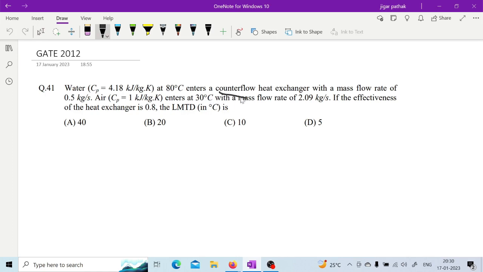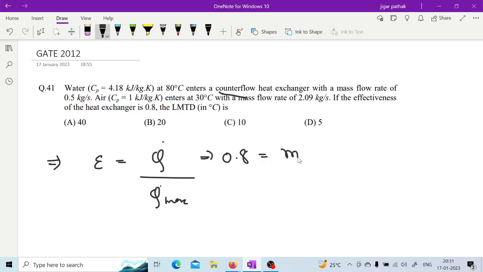It is counter flow, right? So here you can use this effectiveness is equal to the actual heat transfer upon maximum heat transfer, because you are provided with this effectiveness as 0.8.